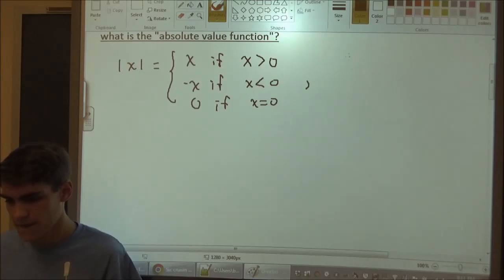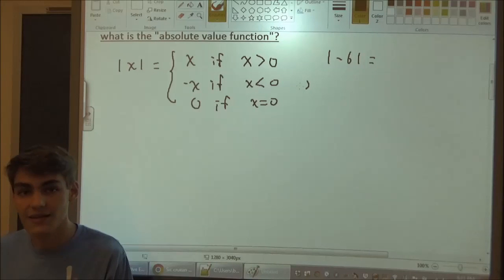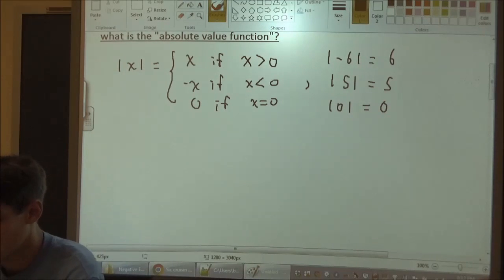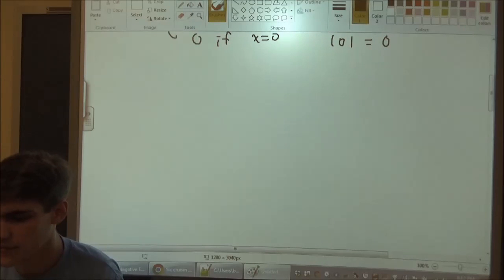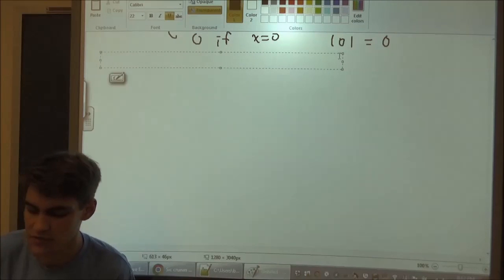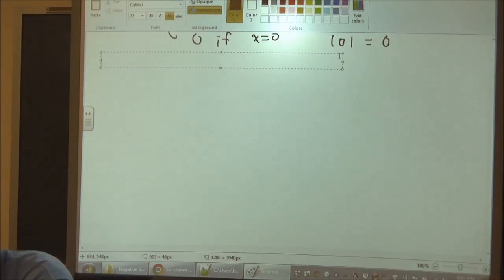So basically, what would the absolute value of negative 6 be? Well, negative 6 is less than 0, so I'm going to give you negative of negative 6 back, which is just 6. If you gave me the absolute value of 5, well, that's above 0, so I'm just going to give you 5 back. And the absolute value of 0 is always 0. So you have an idea for what this function is doing. It takes everything and gives you the positive value of it. That's a basic understanding of what's going on.